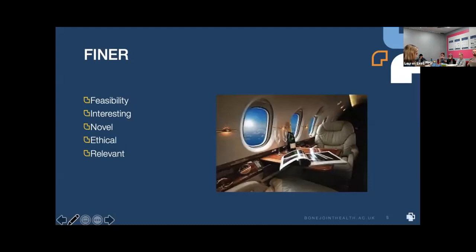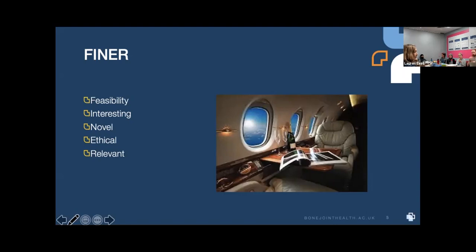So this is the finer criteria that you'll remember from last time. So your question has to be feasible, so it has to be doable, right? It's no good saying, you know, oh, we'll send half of them to the space station or something to see what happens in zero gravity. Right? It has to be interesting. Right? And that, I think, is really important. It's got to be interesting for you to plug away at for a couple of years. It's got to be interesting to the funders because they want to fund it, and to the patients. Okay? It's got to be novel. It's got to add something to the information we already have. It's got to be ethical, of course. It's no good doing something unethical because A, that's not right, and B, you'll never get it funded.